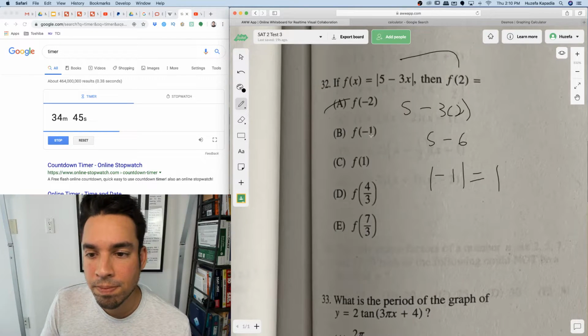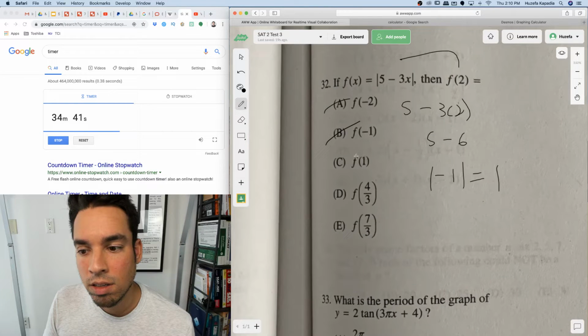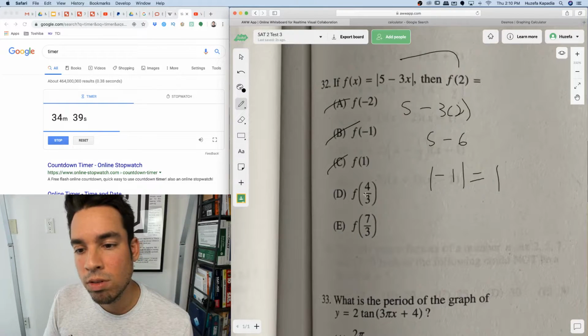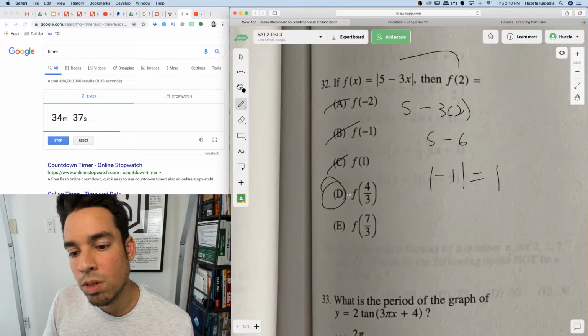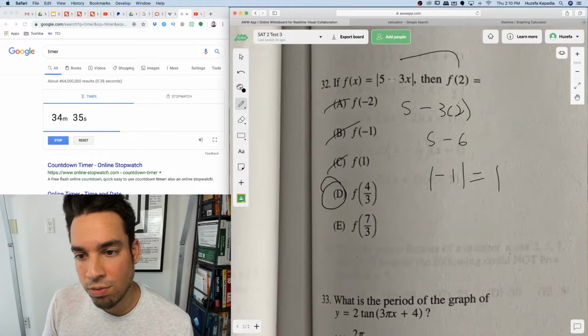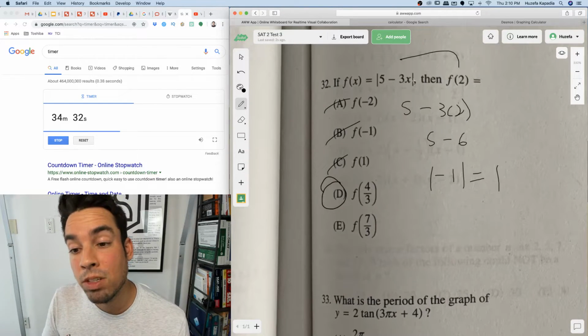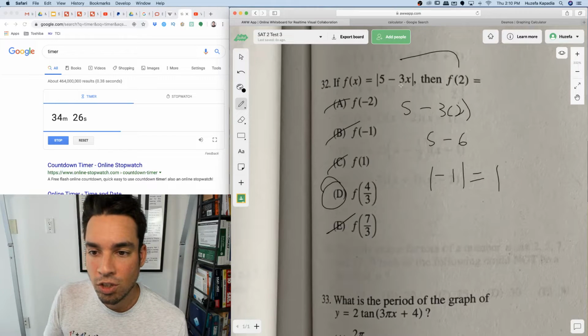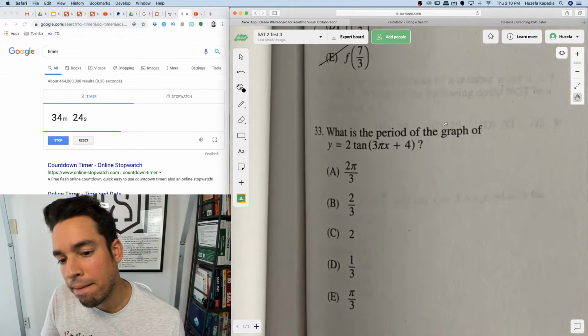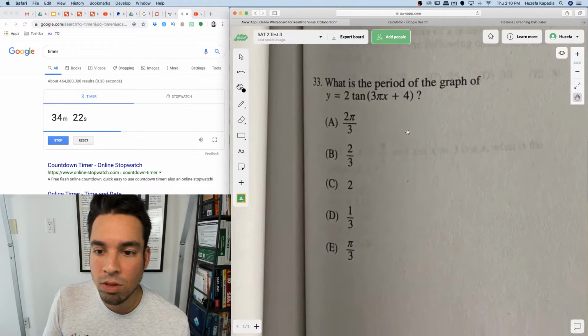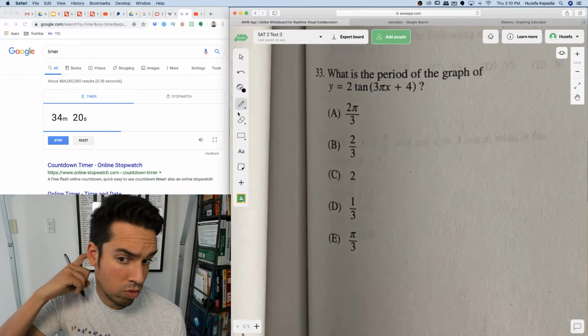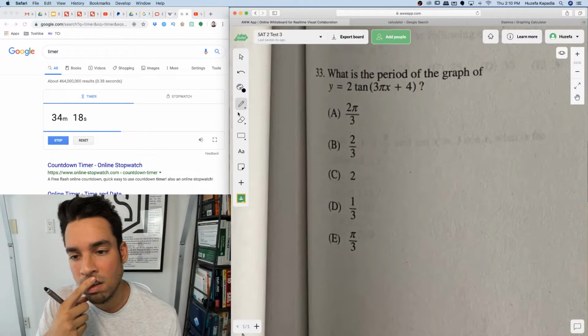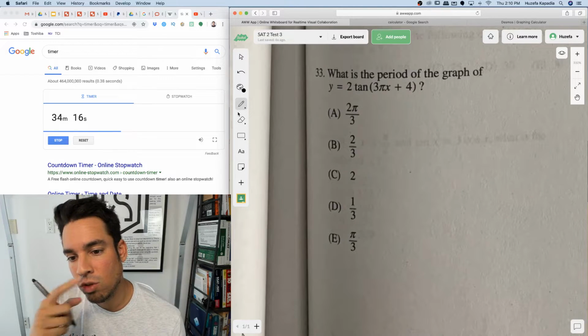Not this one. Not that one. That gives me 8. This one gives me 2. This one gives me 1, because 4/3 times that is 4. 5 minus 4 is 1. Absolute value of that is 1. This one would give me 2 also. Let me just make sure. Negative 6, yeah. What is the period of the graph? Okay, so it's normally 2 pi. It's 2/3.